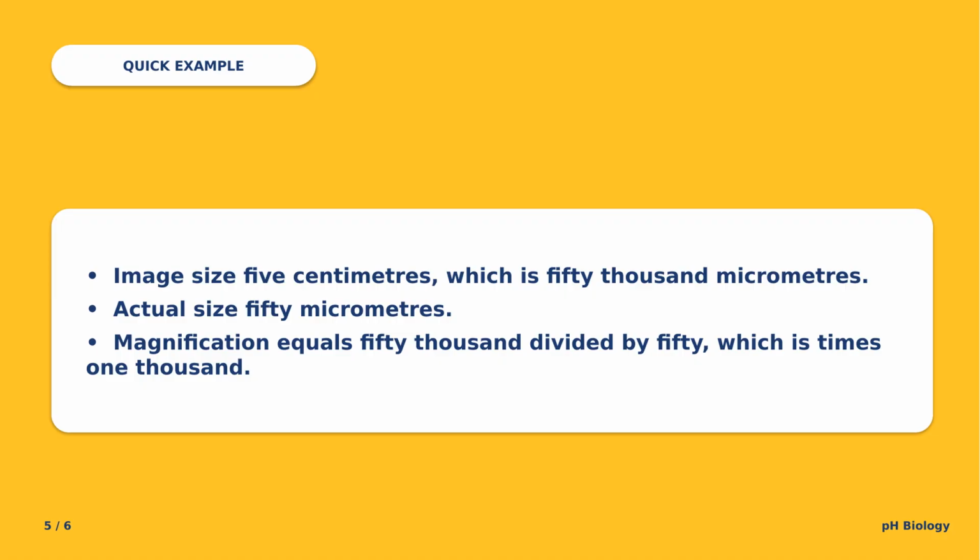Quick example. Image size 5 centimeters, which is 50,000 micrometers. Actual size 50 micrometers. Magnification equals 50,000 divided by 50, which is times 1,000. Two-line method, full marks: convert, divide, done.